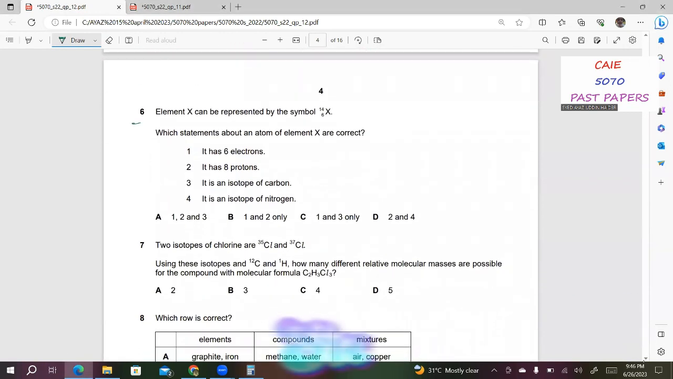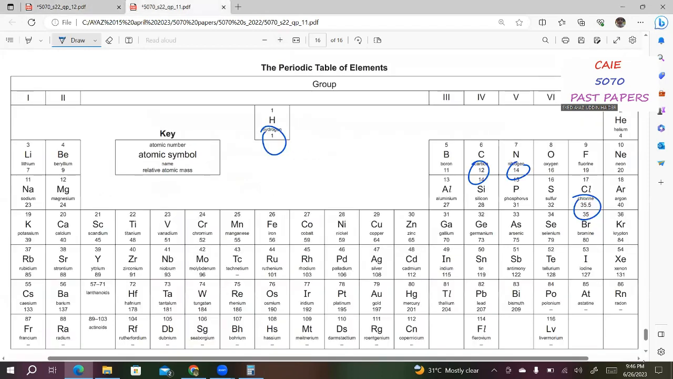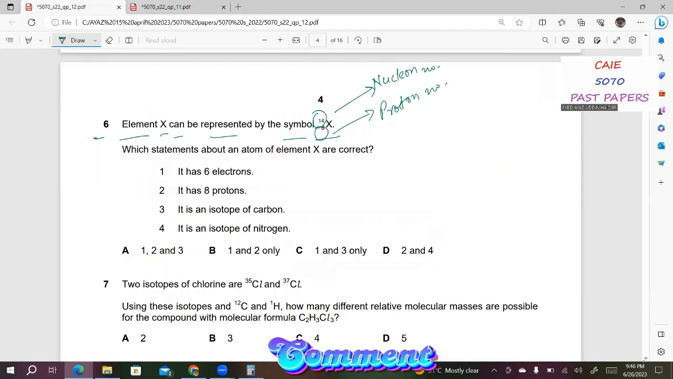Number 6. Element X can be represented by the symbol X, 14 and 6. The small number indicates the proton number. This is the proton number, and this is the nucleon number. And if you look at the periodic table, 6 is the proton number of carbon. So this must be carbon.